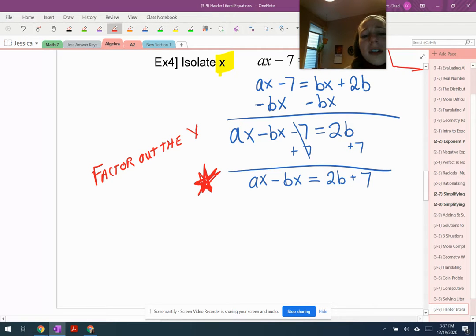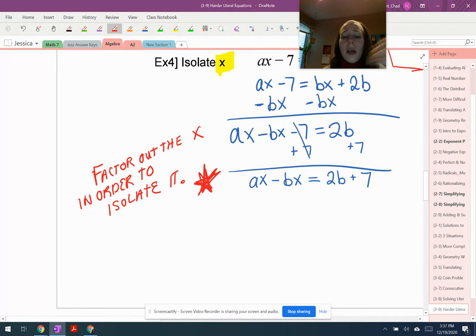Oh my goodness. We need to factor out the x in order to isolate it. Because the x is with, they're not like terms. It's not like we can combine them and get the x all in one piece. The only way we can get the x in one piece is to factor it out of both of those.